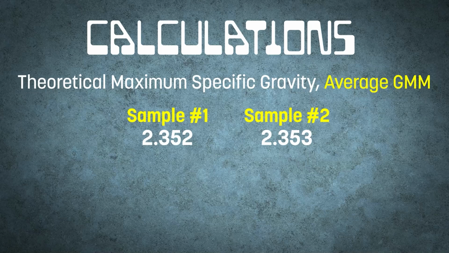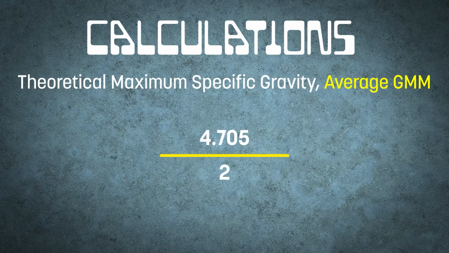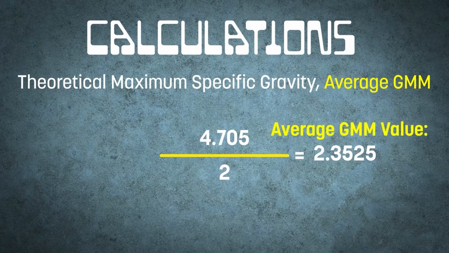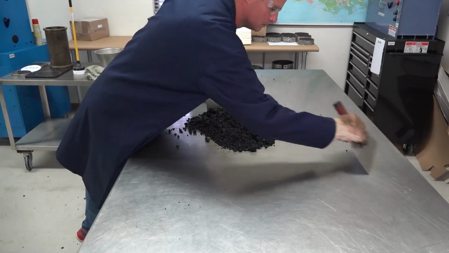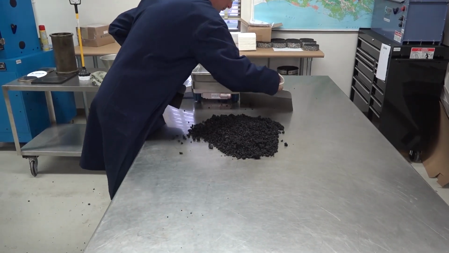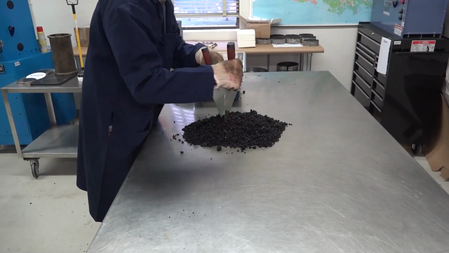We will now calculate the average GMM by adding our two samples together and dividing by 2. So we take 2.352 plus 2.353, which equals 4.705. Then take 4.705 and divide by 2, which gives us 2.3525. Our average GMM value is 2.353. This will conclude the theoretical maximum specific gravity of asphalt concrete mixture, LA-DOTD TR327 and AASHTO T209. Listed here are the review steps for this procedure.